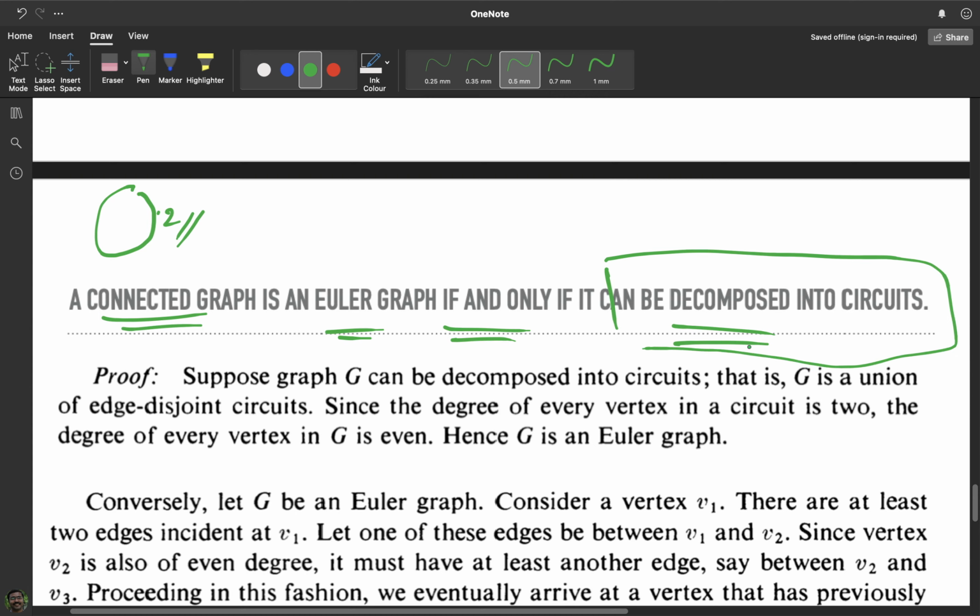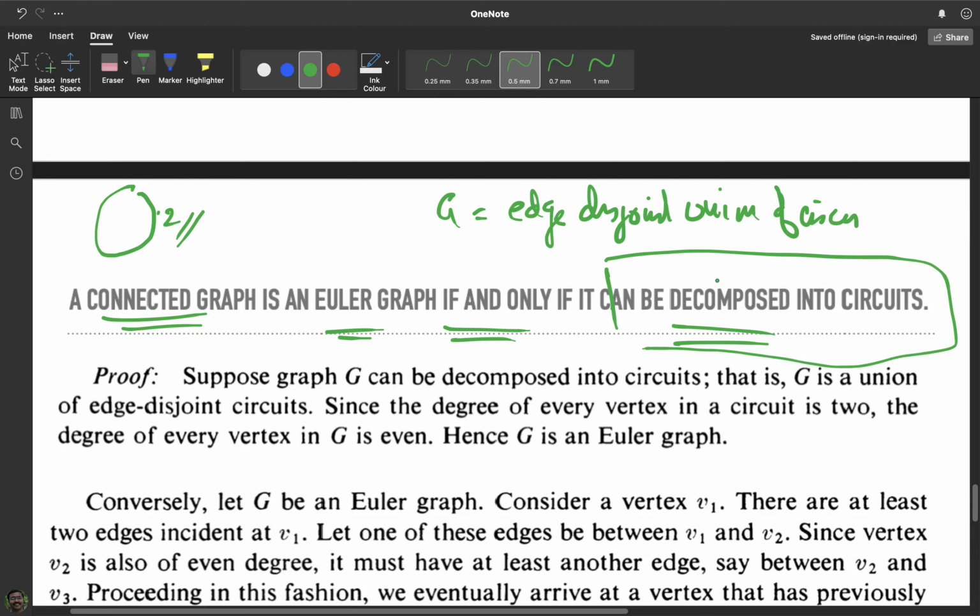Okay, so what does that mean? It means that since the graph is decomposed, the entire graph is an edge disjoint union of circuits. Why edge disjoint? Because this graph has been decomposed into some circuits, and in a decomposition there are no edges in common. So when you take the union you will get the full graph. So it is called an edge disjoint union of circuits.